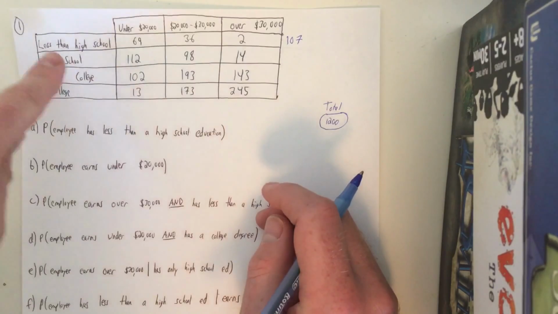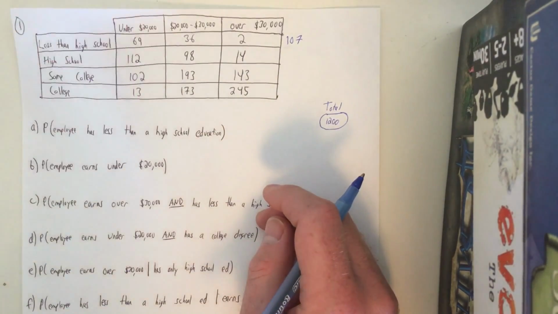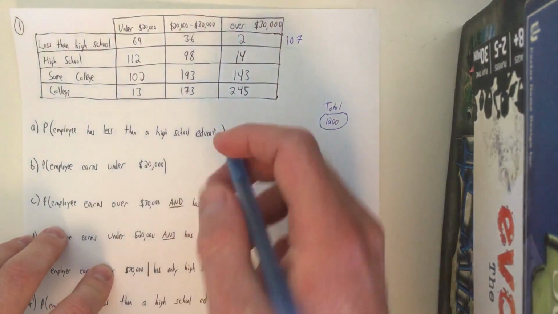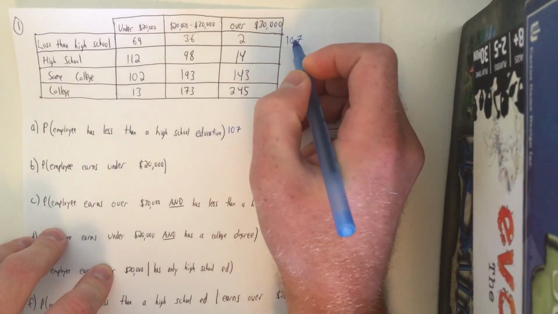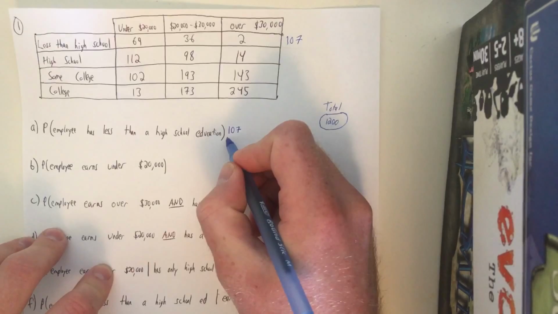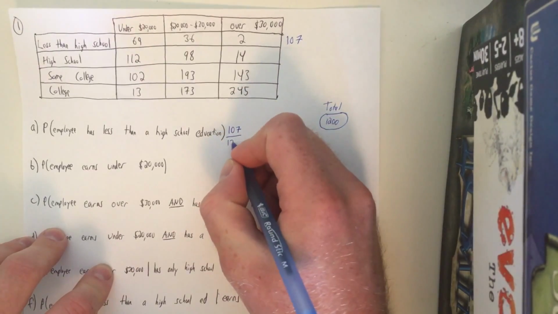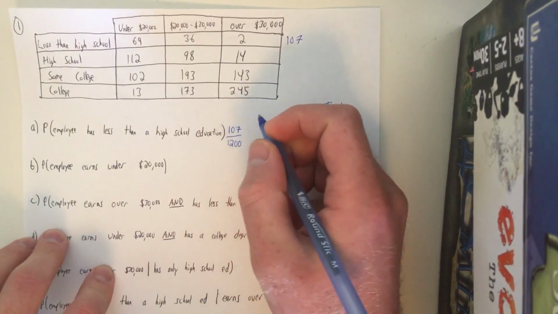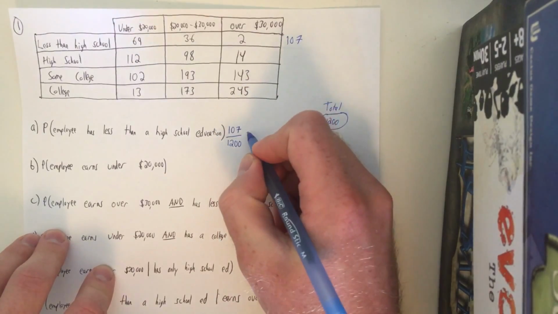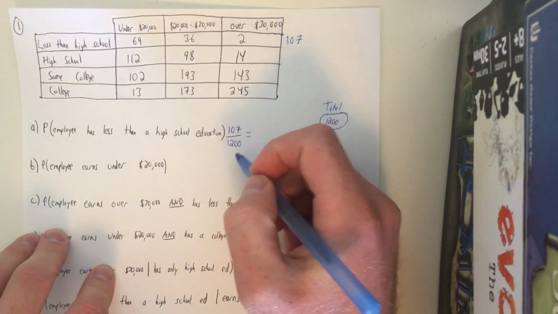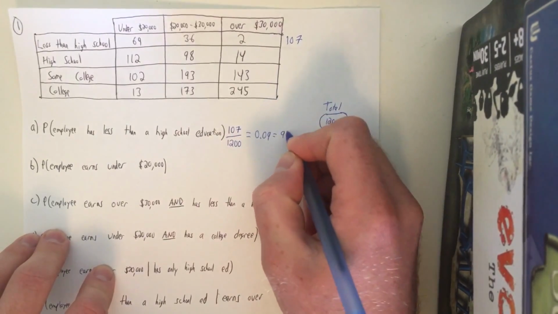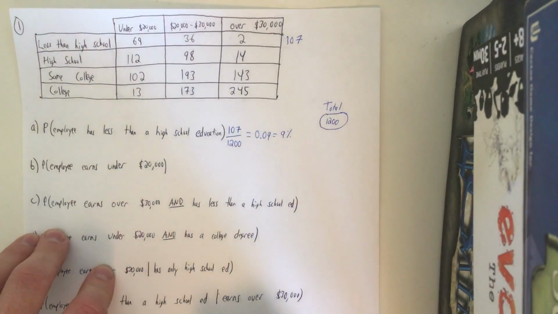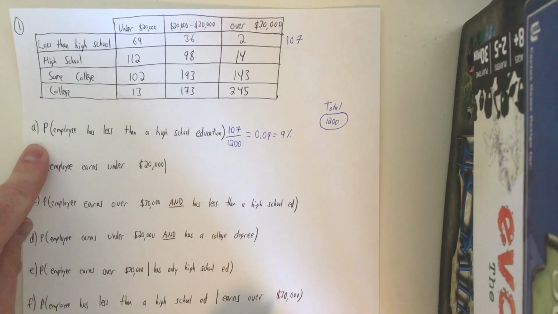And now this part we've done before. The probability of having less than a high school education out of the total is just going to be that fraction. I'll have 107 having less than a high school education over my total 1,200 employees. That's my fraction. I can write it as a decimal by actually dividing. I get 0.09 or 9%. And that's how I figure out part A.